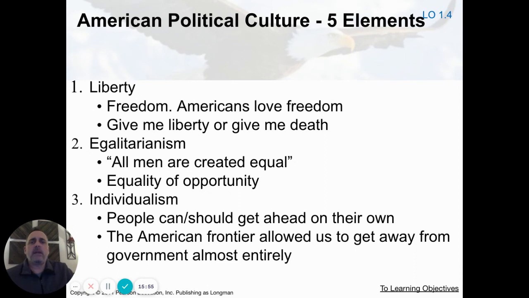Egalitarianism. All men are created equal. The idea that we have, not equal outcomes, but equal opportunity, if nothing else. At least we're supposed to. Individualism. This is definitely a very American idea, that you should get ahead by what you do on your own without the help and assistance of others. This is the idea of pulling yourself up by your bootstraps kind of thing. Right? And part of this is the American West, the American frontier.